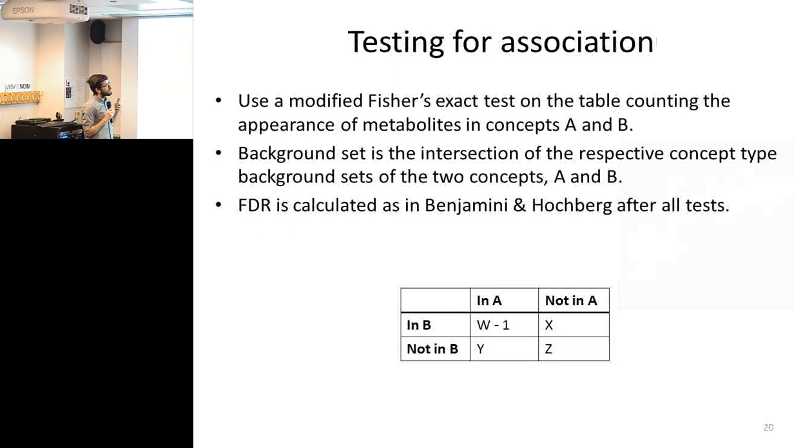And so we're just going to use a modified Fisher's exact test, which counts the appearance of the metabolites in two concepts, A and B. If you're going to do a Fisher's exact test, it's important to know what your background set is. In this case, it's just the intersection of the background sets for the respective concept types that the concepts are from. And so we just do this Fisher's exact test, and after we do like 300 million of them, we compute the FDR because we need to account for multiple tests.